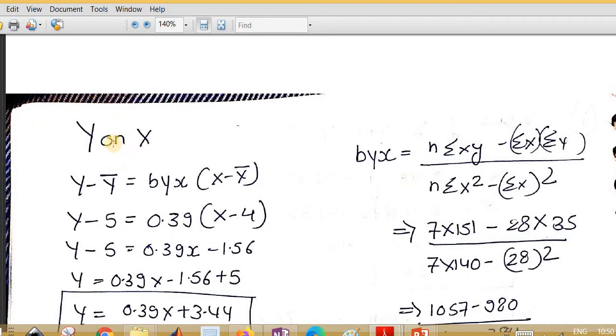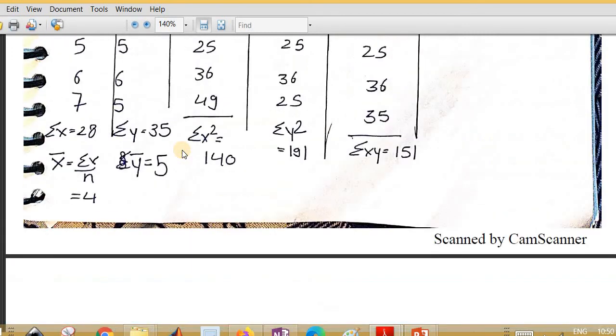Now we find the line y on x. If x is given, then find the line y on x. So with the help of the equation y minus y bar equals byx times x minus x bar. So in the first form your data is given. In the first form, data is given.